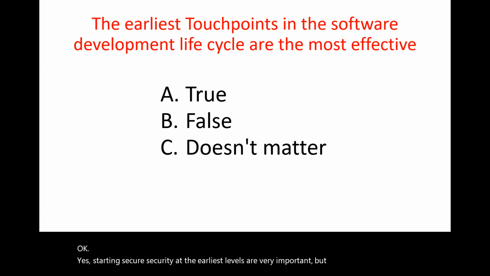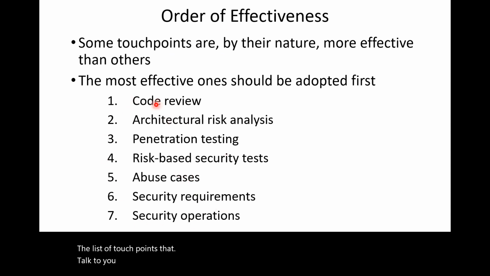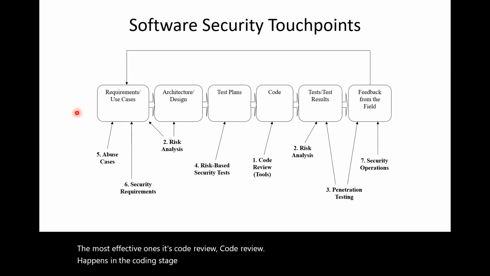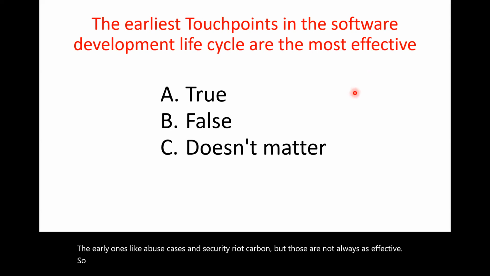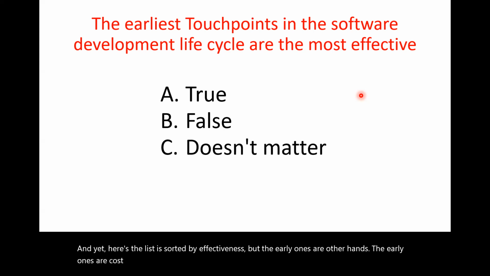The touch points, the list of touch points that Dr. Yuan brought, the most effective one is code review. Code review happens in the coding stage. The early ones, like abuse cases and security requirements, are not always as effective. They have the list there sorted by effectiveness. On the other hand, the early ones are cost effective. Doing the early ones is important.